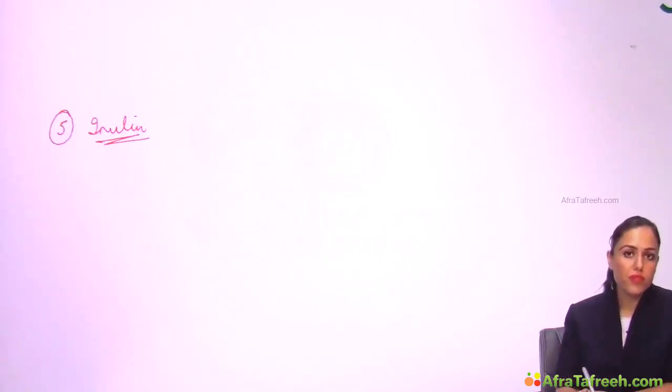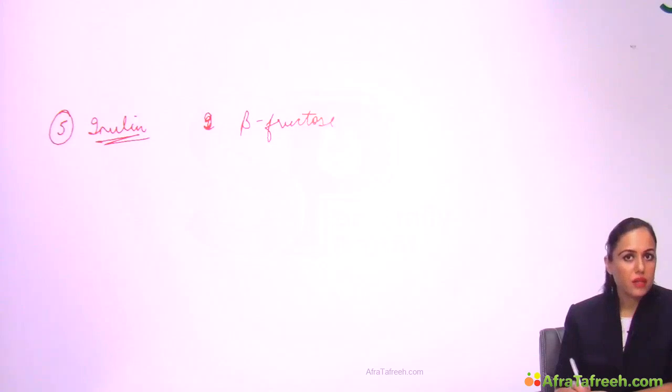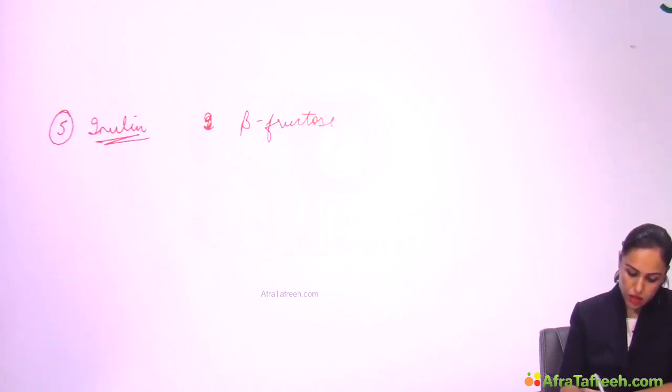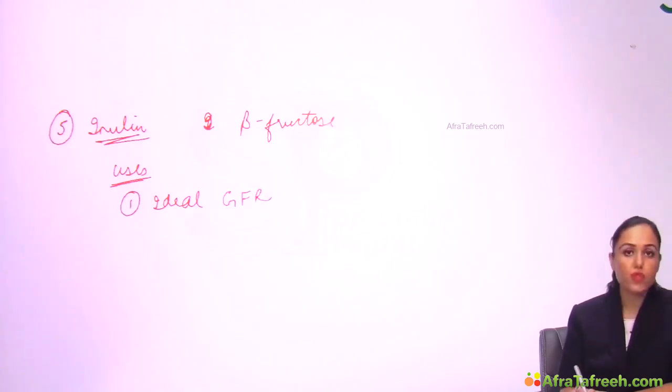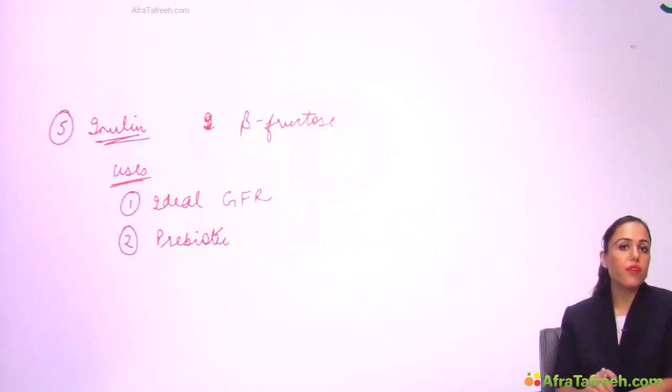Now, the fifth homopolysaccharide is inulin. Inulin is made up of beta fructose. Again, there is a beta bond. So inulin, if ingested, cannot be broken down, right? And the uses of inulin are, it is an ideal substance for the measurement of glomerular filtration rate, and also inulin acts as a prebiotic. I have not written probiotic, I have written prebiotic.